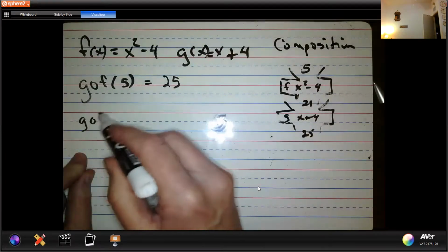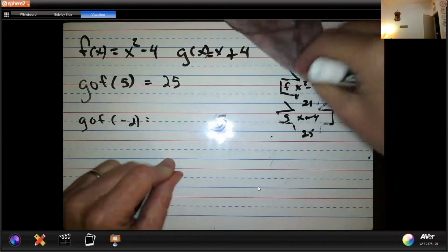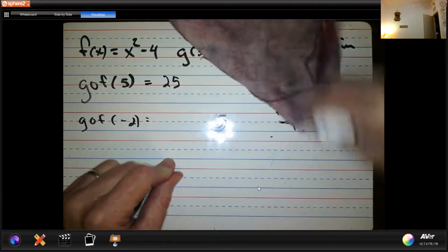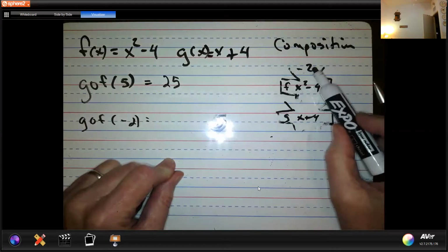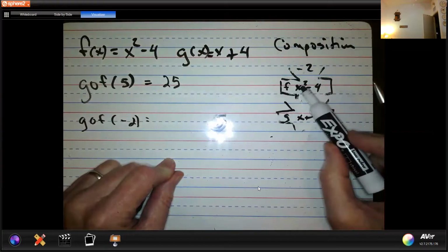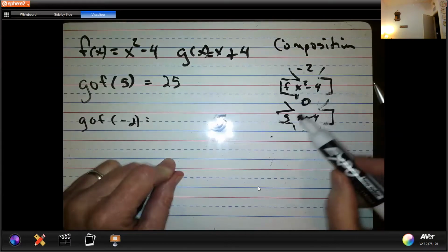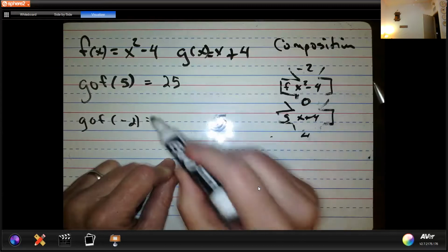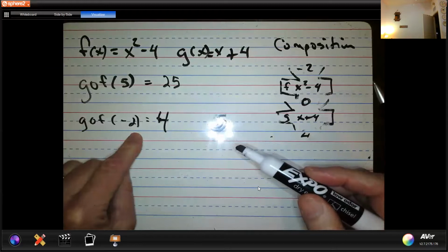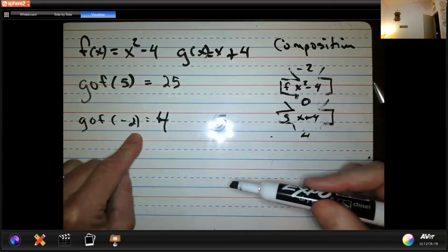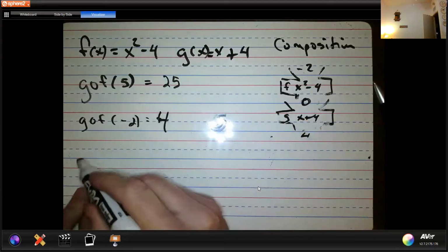What if we did -2? Why not? So that's going to change that. That's going to change that. That's going to change that. So -2 goes in. -2 squared, negative times negative is +4. 4 minus 4, 0. 0 plus 4, 4 comes out. Look at that, right? Different than the last time. The last time we had 77 up here. No, sirree.